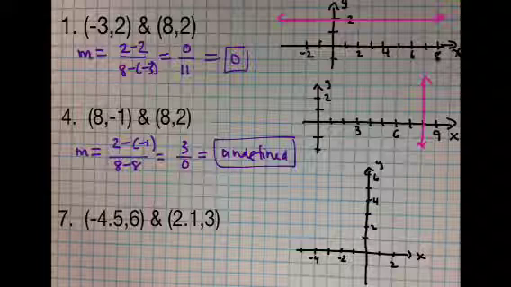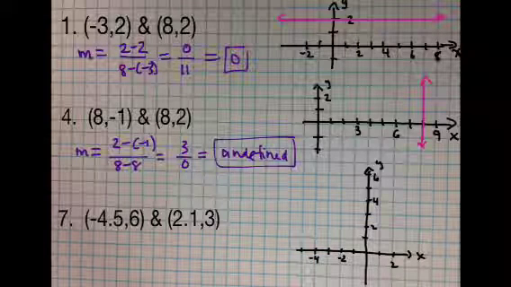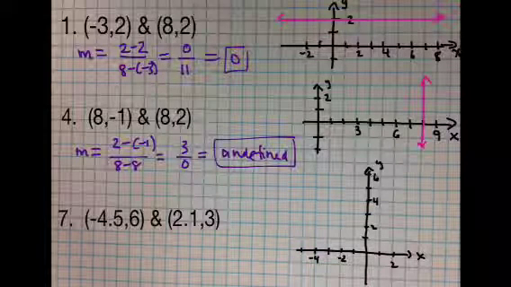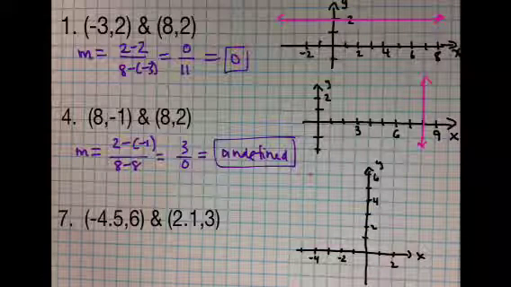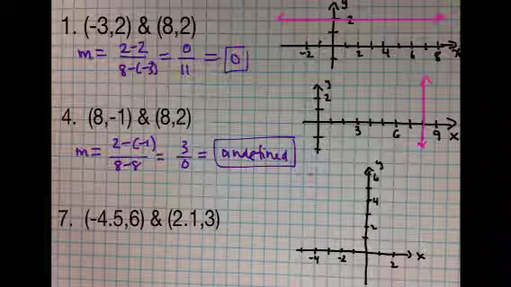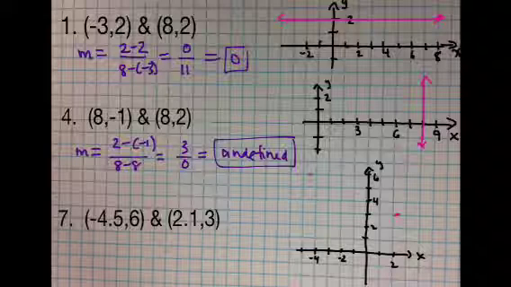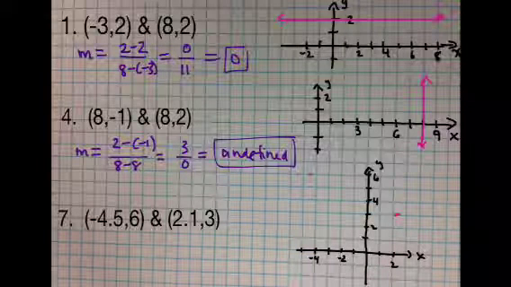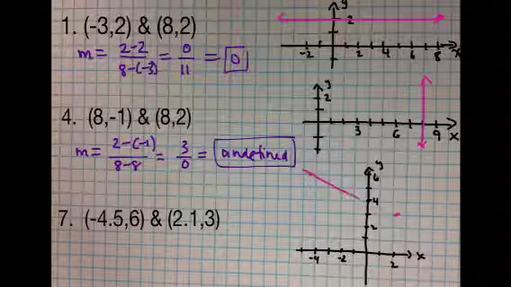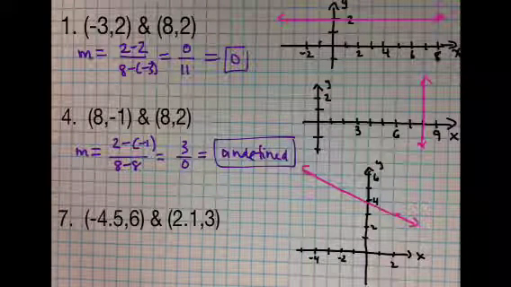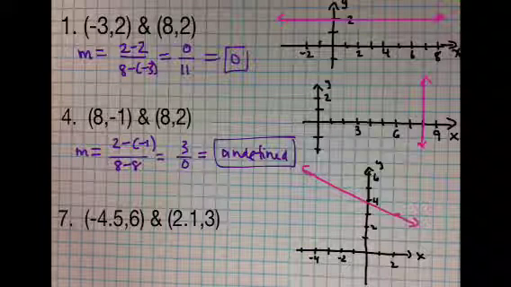Number 3, or actually number 7, which is our third problem. Plot the points negative 4.5, 6. So I've got negative 4.5, 6, approximately right here. And then 2.1, 3, approximately, that's off a little bit. Hard to be accurate with the stylus, but here it is. So something like that. So we expect a negative slope. Okay, so let's do the calculation.